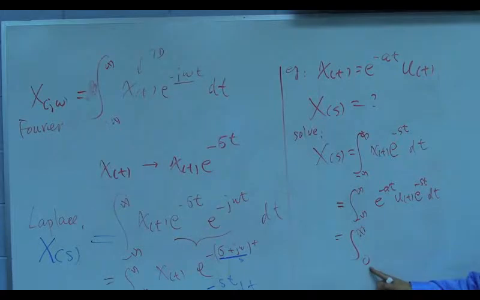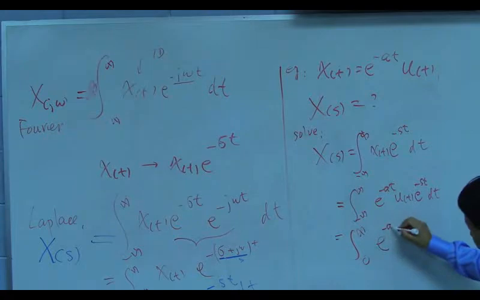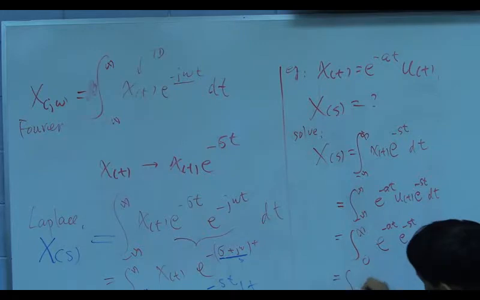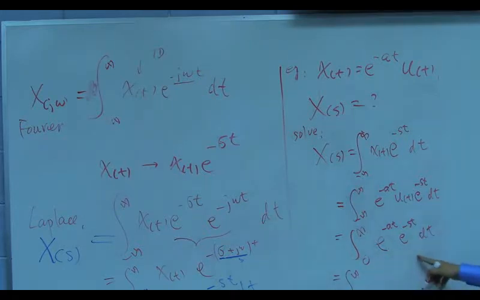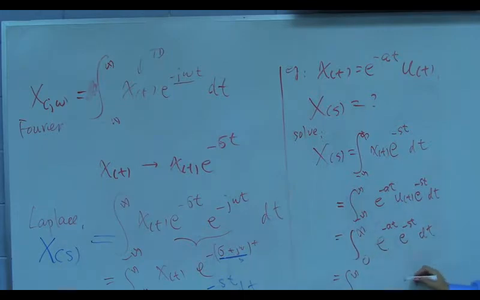When t is between 0 and infinity, what is u(t)? 1. I don't need to write 1, right? So that is only this one, e to the negative at times e to the negative st dt, since u(t) is just 1. Good? Now let's do more. From 0 to infinity, these two, just like here, multiply together.